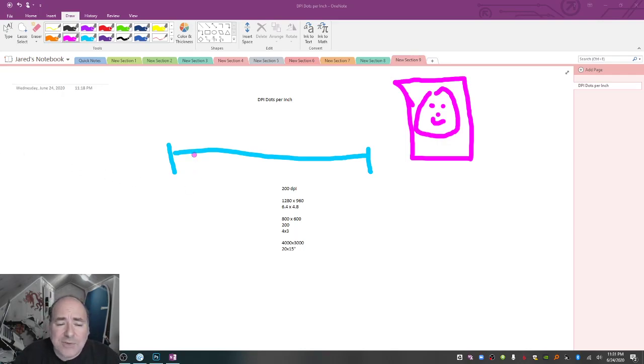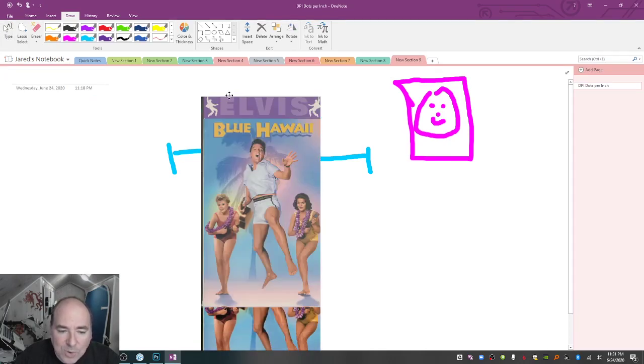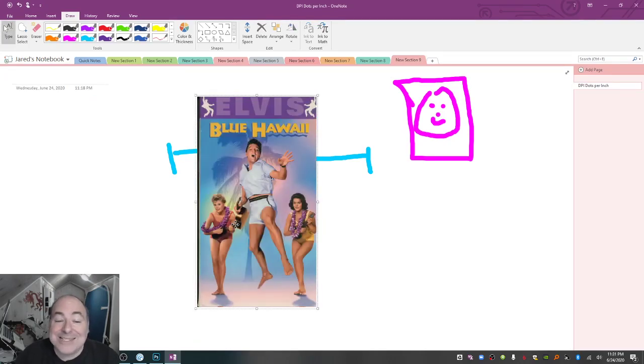So for instance, if I were to come over here and bring up Blue Hawaii, the greatest Elvis film ever, and if you didn't know that, by the way, it is the greatest Elvis film ever. So here it is. There's Blue Hawaii. By the way, Angela Lansbury plays Elvis's mother. That's a great bit of trivia there.